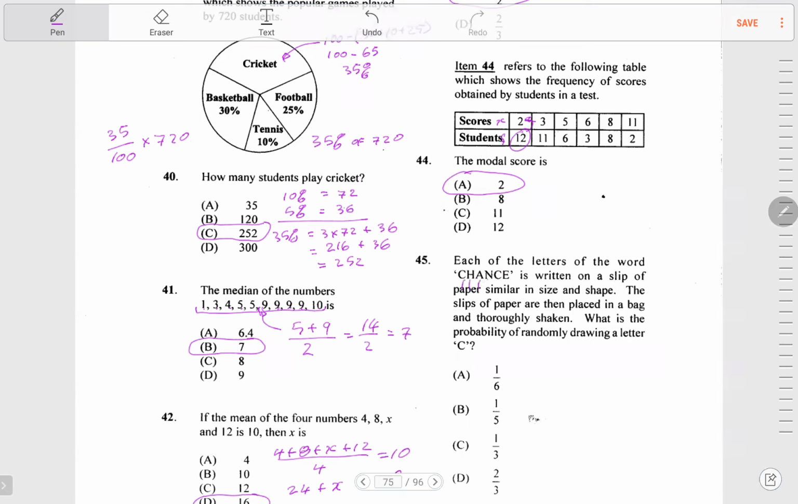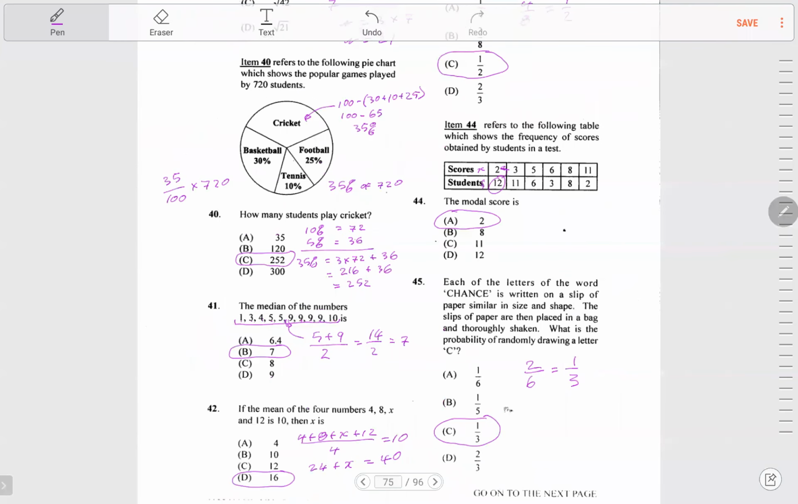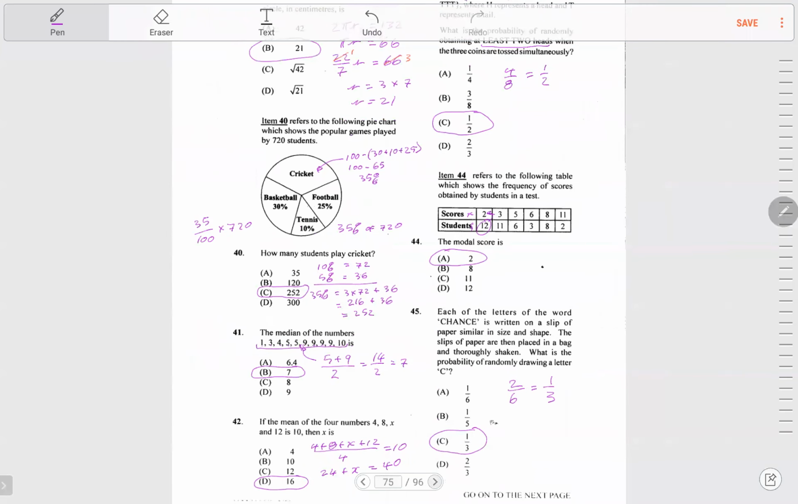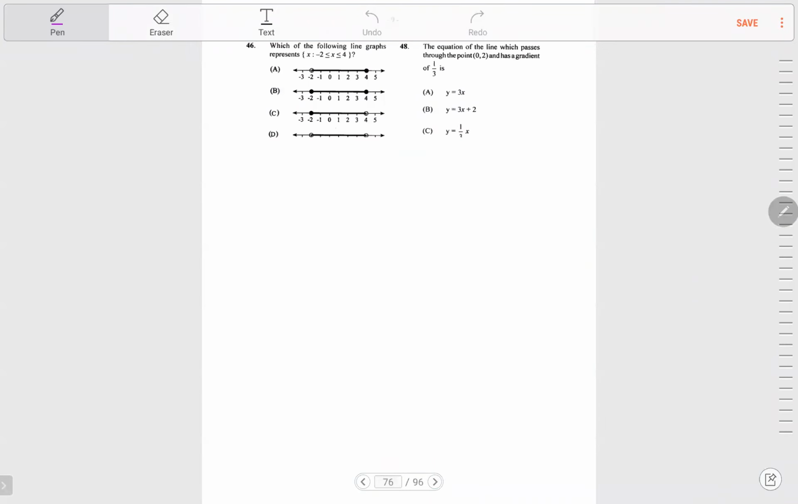1, 2, 3, 4, 5, 6. So the probability of drawing a C is 2 out of 6, which is a third. So the answer is this: 2 C's out of 6 letters. That's that. Number 45. Moving on to number 46.